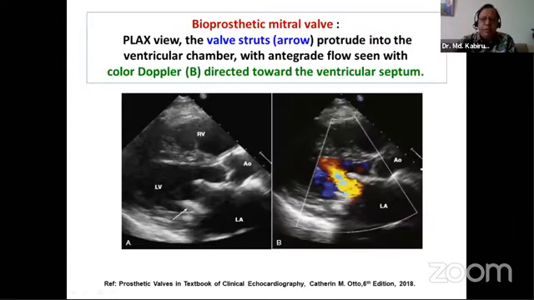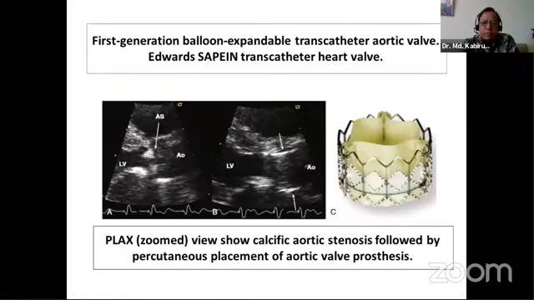And this is the normal picture of a tissue valve. You can see the stent or struts protruding inside the LV. It's normal. And you can see the flow striking the interventricular septum, but in the case of a native valve, this flow goes towards the LV apex. But it is normal for the prosthetic valve.